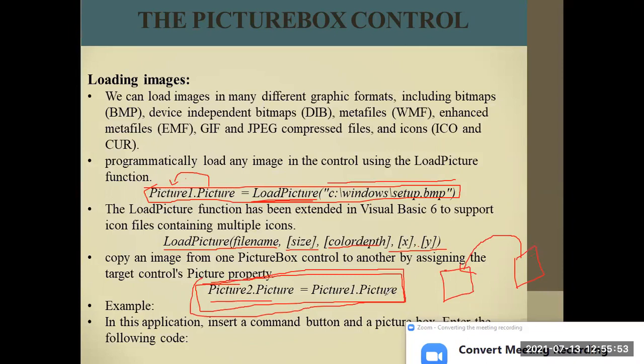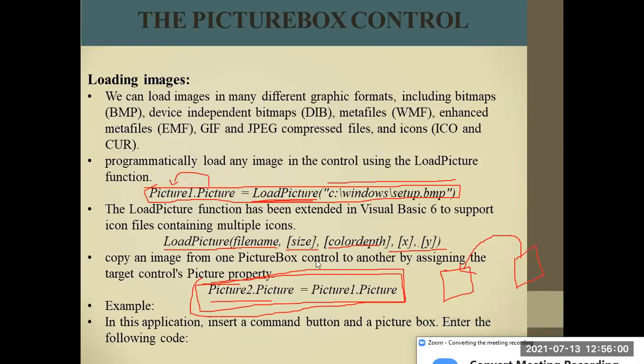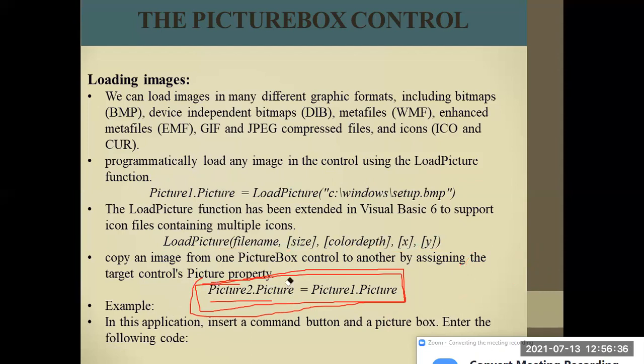And this is the application, inserting a command button. So this is basically how we are going to load. Here we will see the different formats in which this picture can be loaded. One simple way is to directly provide the path, and this LoadPicture function or method can be used to load the picture. Or we can provide the file name along with the size, color, and so on. Or we can copy the picture. I can directly copy one picture from the other.